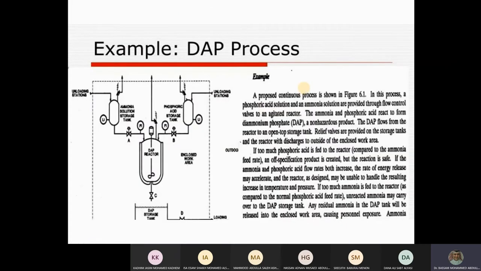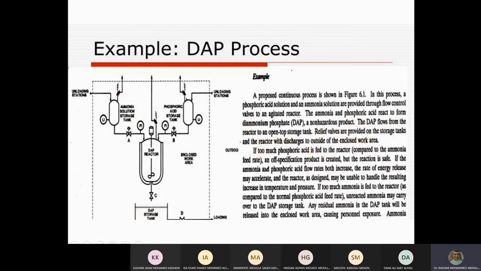Let's take an example just to get the idea. So what do we have here? We have a reactor, where ammonia and phosphoric acid react to form diammonium phosphate, DAP, a non-hazardous product. The DAP flows from the reactor to an open storage tank, so this is the storage tank. Relief valves are provided on the storage tank, and the reactor will discharge to outside, on the closed area. So you have relief valves.